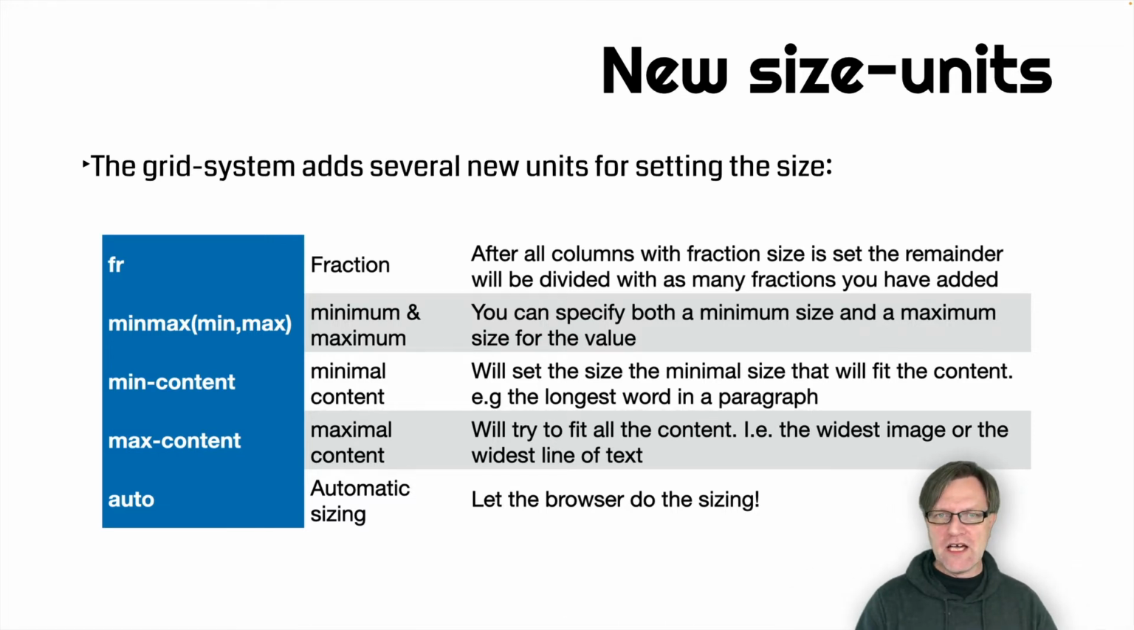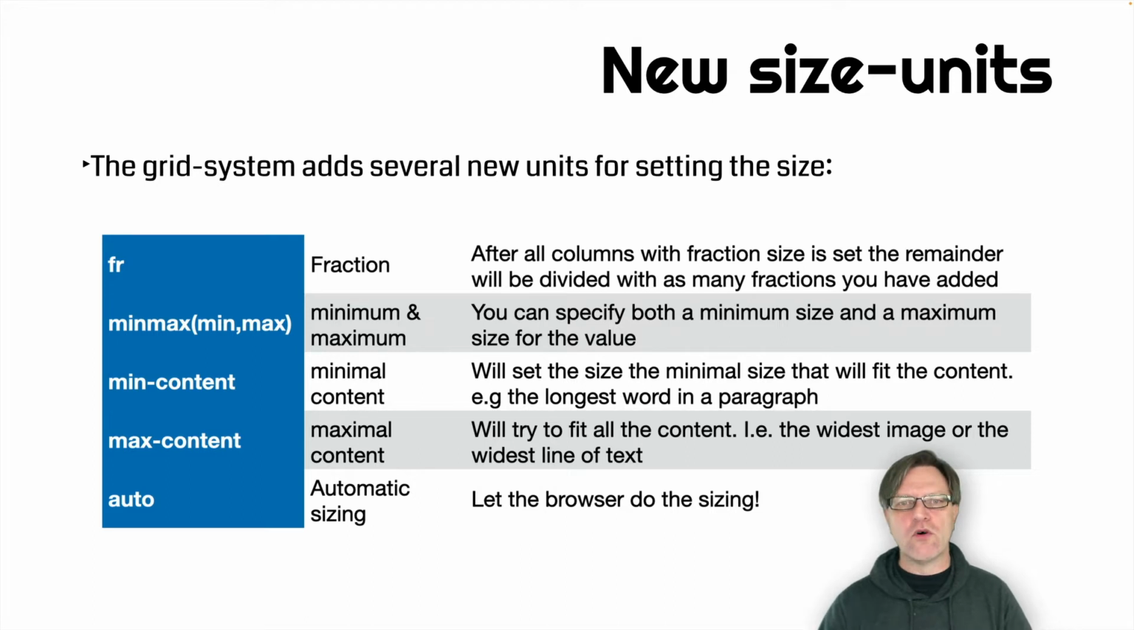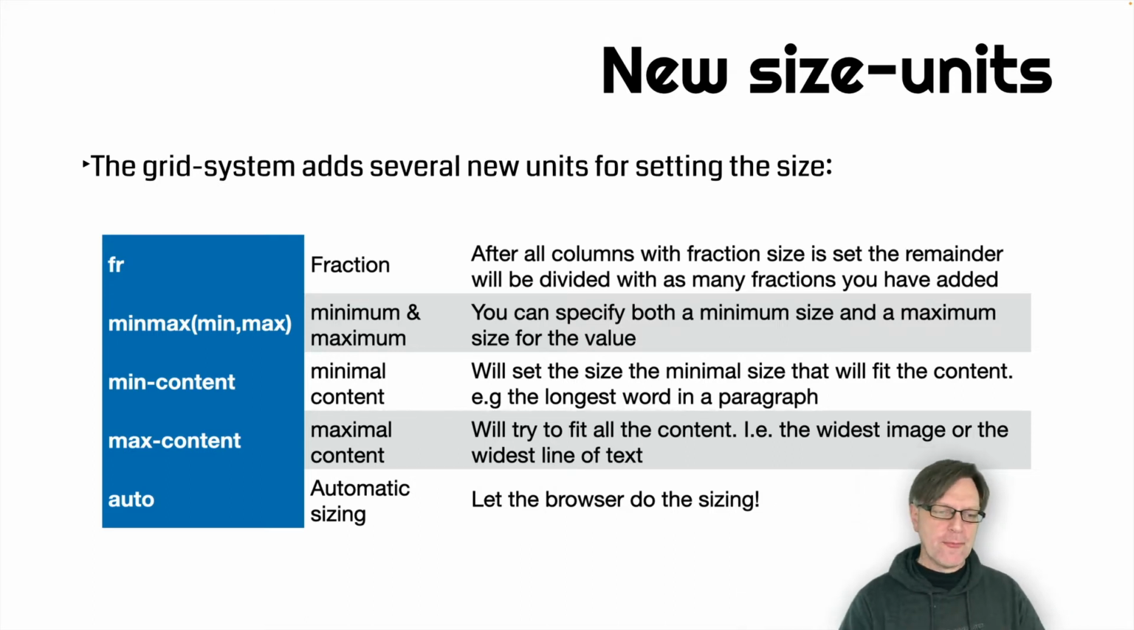If you would like to have a kind of 1/3, well, then you can set 1 fraction on the first column and 2 fractions on the next column, or 5/8 or whatever. There is a function that's called min-max. That is maybe not a new unit, but you do use that a lot when creating columns. Then you set the minimum value and the maximum value.